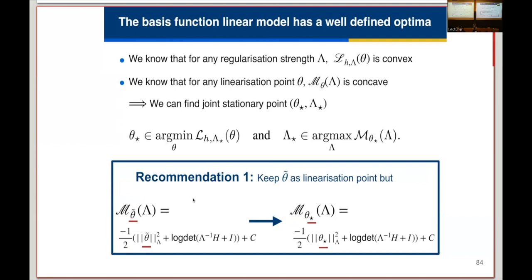The main change is that in our expression for the model evidence, now instead of using the point estimates for the weights of the neural network, the original neural network that we trained, we're going to use this theta star, which is going to be the MAP solution in the linear model. That's going to be a key change.